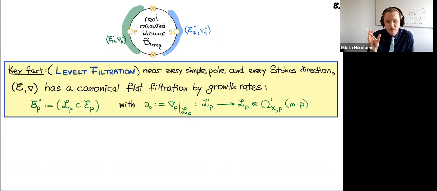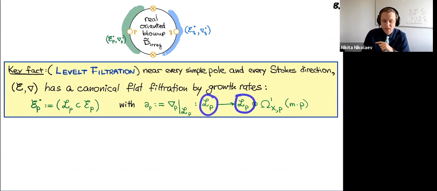Of course, I'm studying here rank 2 connections. So filtration really just means an inclusion of a line bundle, a germ of a line bundle. So it's a one-step filtration. But never mind. The flatness refers to the fact that this L given to me by growth rates, if I restrict my connection to L, then my connection preserves this line bundle. So it sends the sections of L to the sections of L, twisted by meromorphic differential forms.